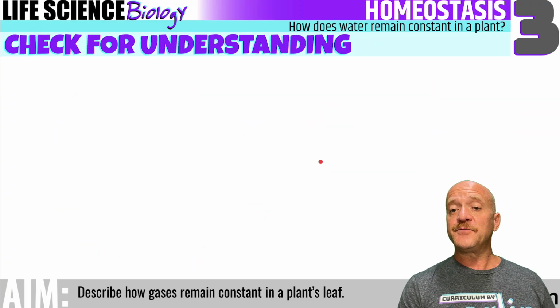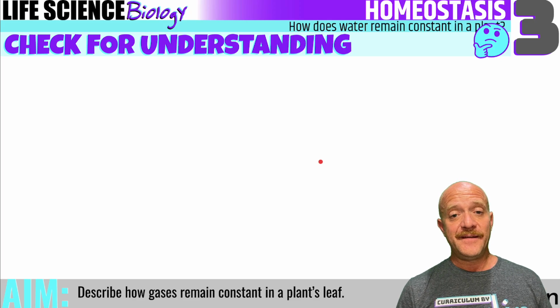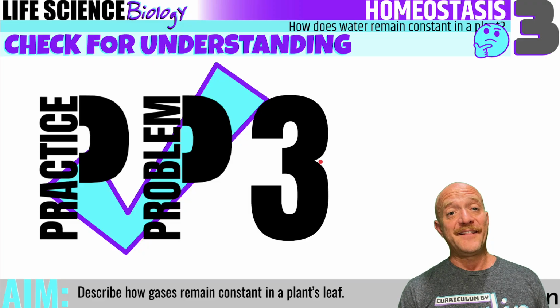Now what I would like you to do is respond to the check for understanding by answering the aim. Describe how gases remain constant in a plant's leaf. And then complete practice problem set 3.